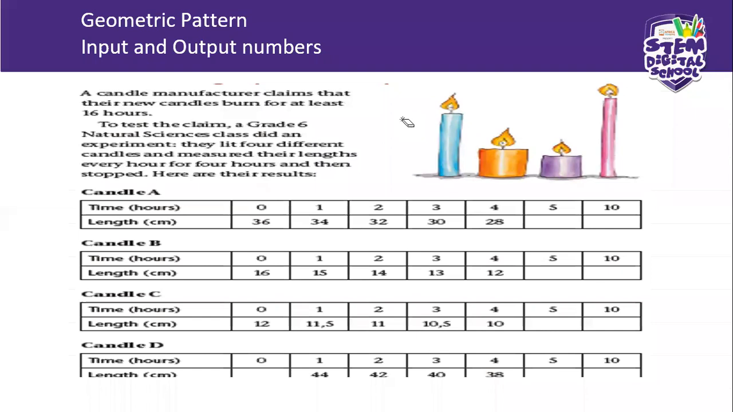Now, who can see how many centimeters it is losing for candle B each and every hour? The first one keeps on losing 2 centimeters. Candle B, how many centimeters is it losing?